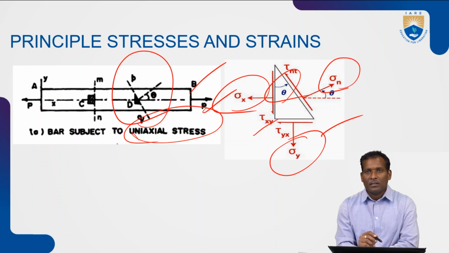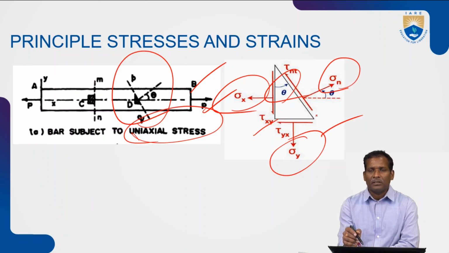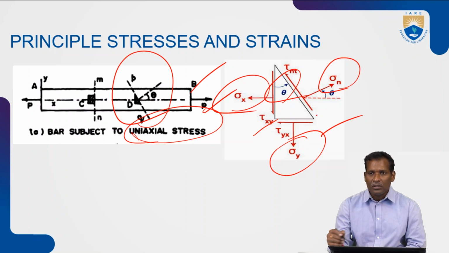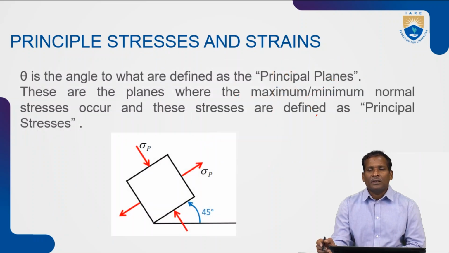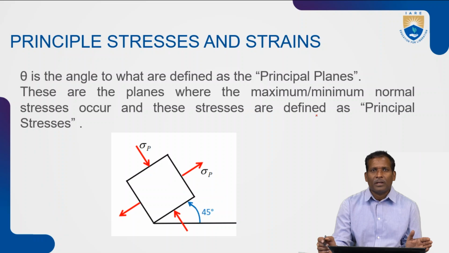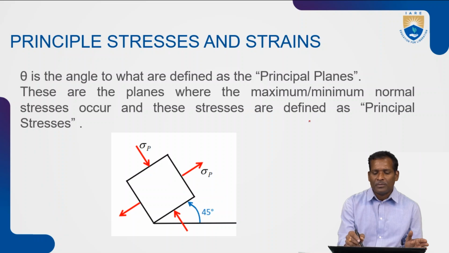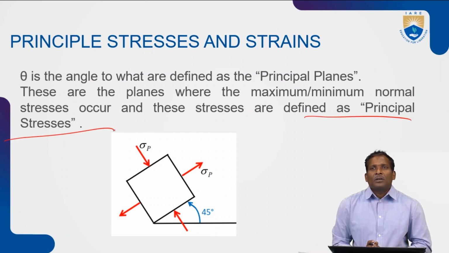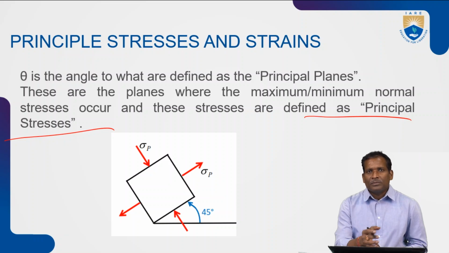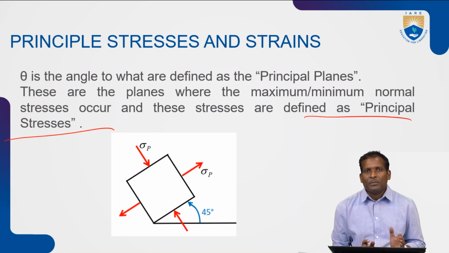The shear stress you can see here in the xy plane and yx plane. You can see the normal stress on the inclined plane, and the shear stress shown in this diagram. Here theta is the angle that defines the principal planes. These are the planes where the maximum or minimum normal stresses occur, and these stresses are defined as principal stresses. We have already seen in the previous slide where the maximum and minimum normal stresses occur. Those stresses are called principal stresses.